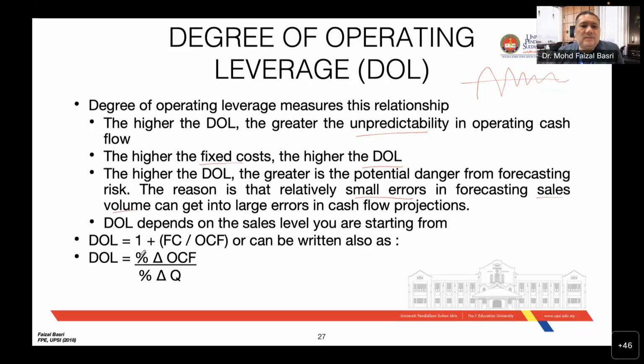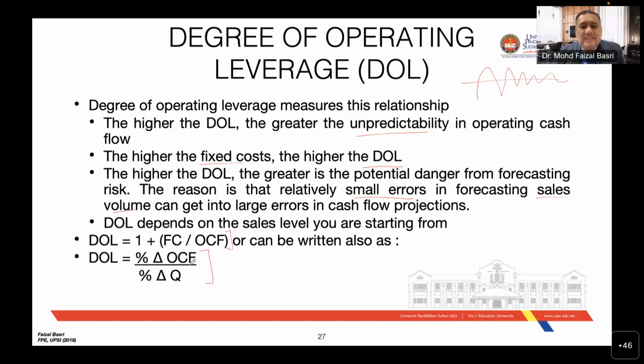Right, so for POL, you just focus on this one, right? Or you can see both as well. So there are two ways to find DOL, degree of leverage. It's based on 1 plus the difference of FC by OCF, fixed cost divided by OCF. Okay, meaning if you have fixed cost, you divide it by OCF plus 1. Then you get the degree of operating leverage.